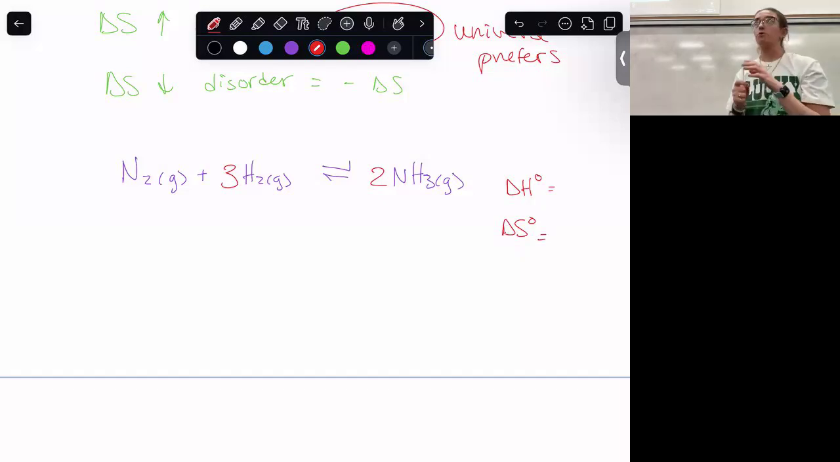Perfect, right? So before our reaction, in our reactants, we have 4 gaseous particles: 1 N2 and 3 H2. And then at the end, we're forming 2 NH3 molecules, right? So we're going from 4 molecules to 2. 4 to 2 is a decrease in particles, which is a decrease in disorder. They're all in the gaseous phase, so we can just look at particles as 1 to 1 to 1. So delta S is going to be negative.